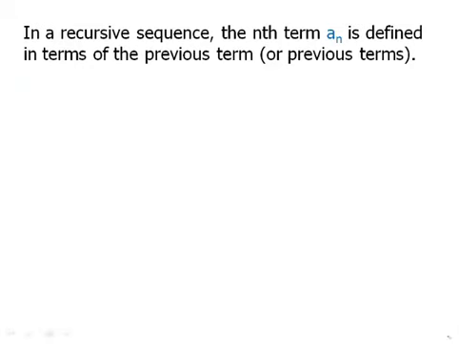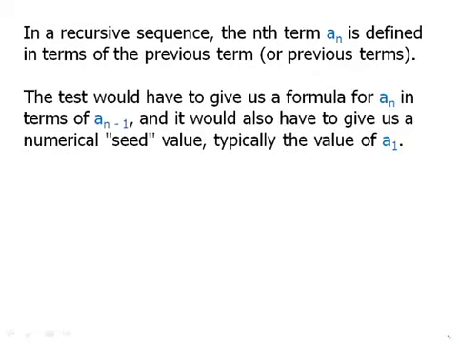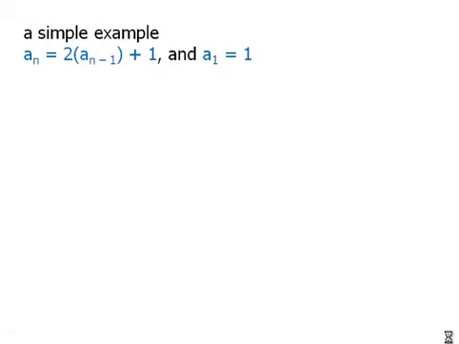In a recursive sequence, the nth term is defined in terms of either the single previous term or, as we'll see in a moment, multiple previous terms. The test would have to give us a formula for a sub n in terms of a sub n minus 1, and it would also have to give us a seed value, typically the value of the first term. So the test would give us that, and we need to recognize that it is a recursive sequence, and we need to recognize what to do.